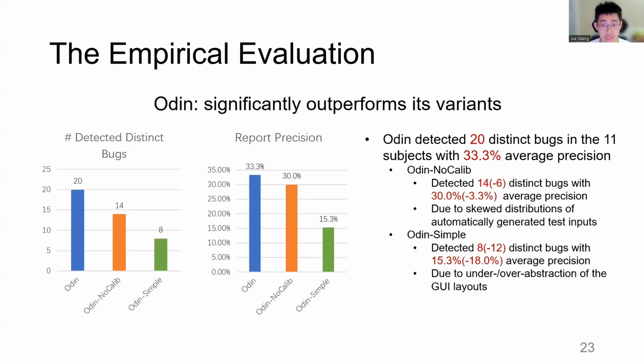The results show that Odin significantly outperformed its two variants. Specifically, on the 11 subjects, Odin reported 20 distinct non-crashing functional bugs with a 33.3% average precision, where OdinCalib missed 6 bugs due to the skewed distribution of the automatically generated test inputs. On the other hand, without the hierarchical clustering algorithm, OdinSimple only reported 8 non-crashing functional bugs with only 15.3% average precision. All of these 8 bugs were also reported by Odin. These results demonstrate the effectiveness of our proposed calibration and hierarchical clustering algorithms.